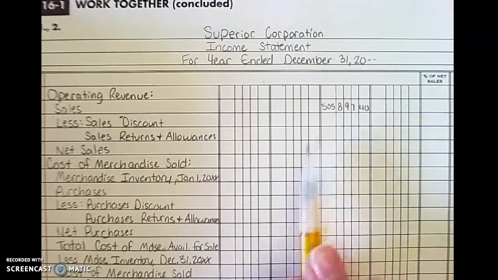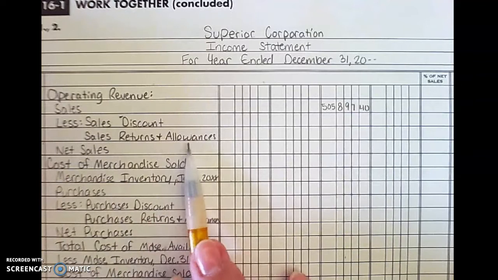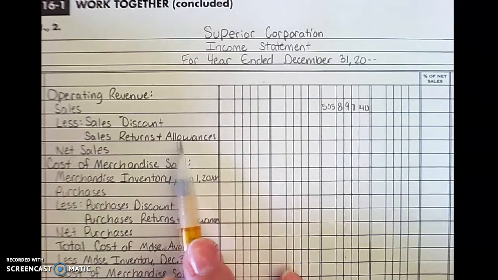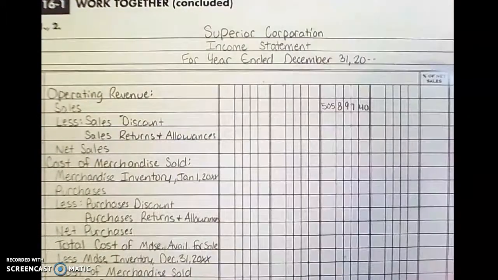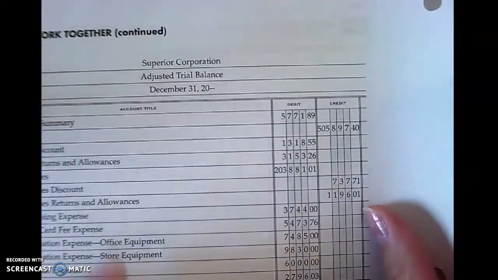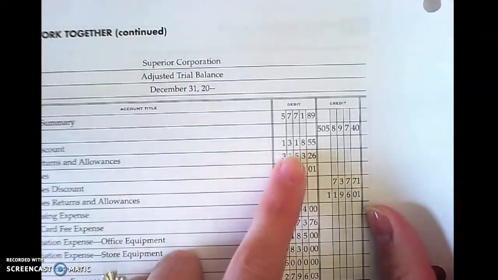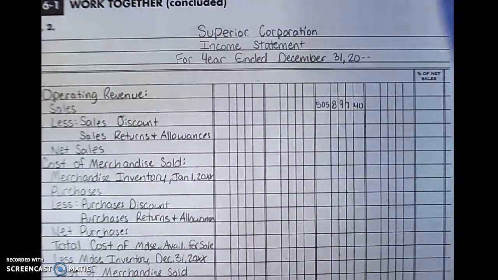So the next line we'll have is less sales discounts and then less sales returns and allowances. And those two numbers will go here in the second column. So these two accounts are contra accounts to sales. You can look in your adjusted trial balance and find those numbers.